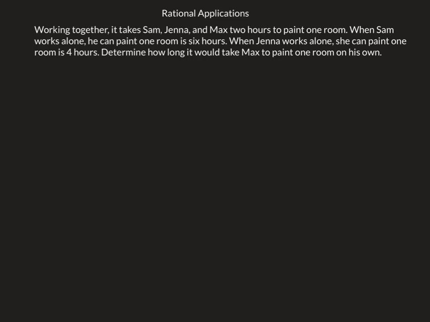So first, let's underline our important information. Working together, it takes Sam, Jenna, and Max 2 hours to paint one room. When Sam works alone, he can paint one room in 6 hours. When Jenna works alone, she can paint one room in 4 hours. And then our question, determine how long it would take Max to paint one room on his own.